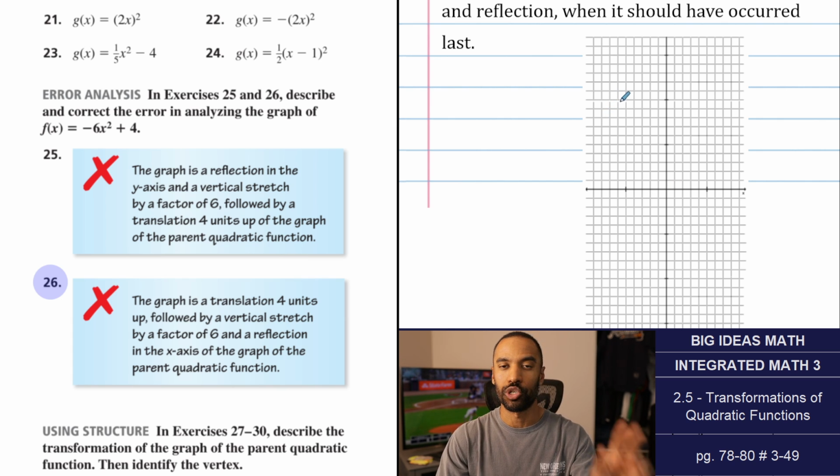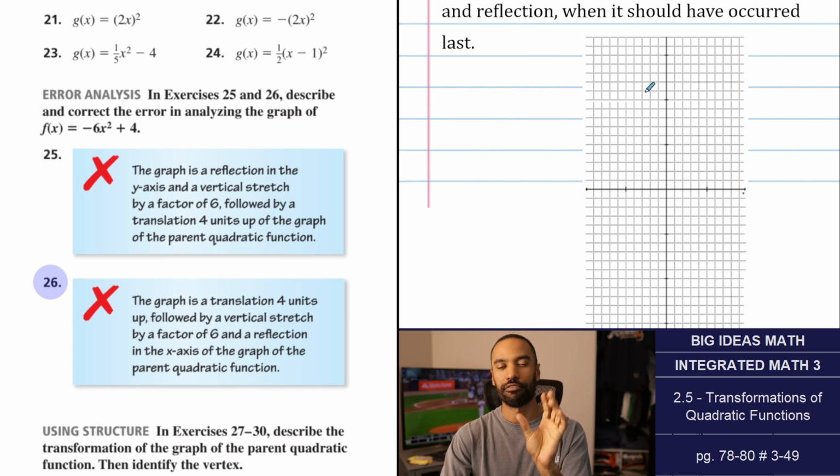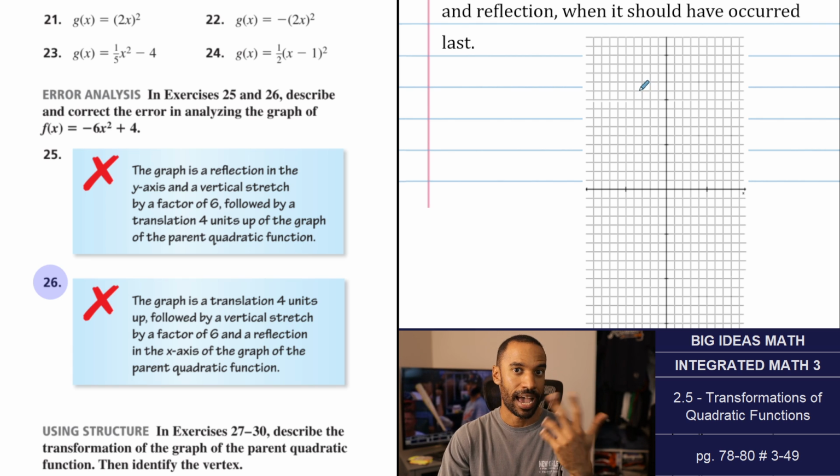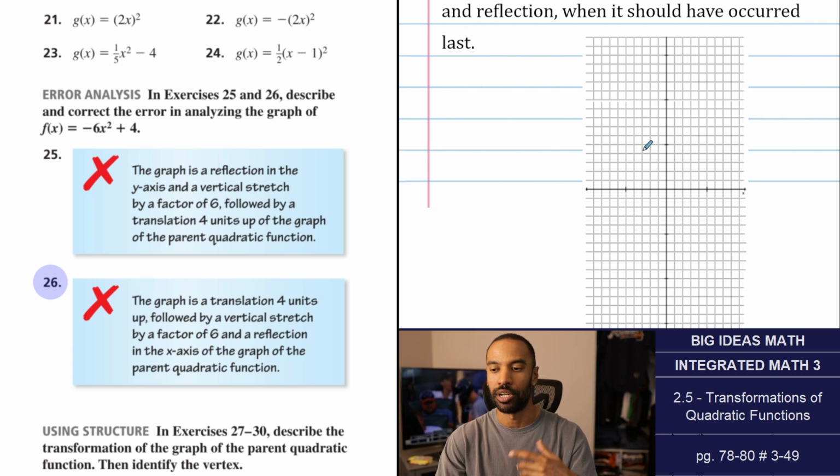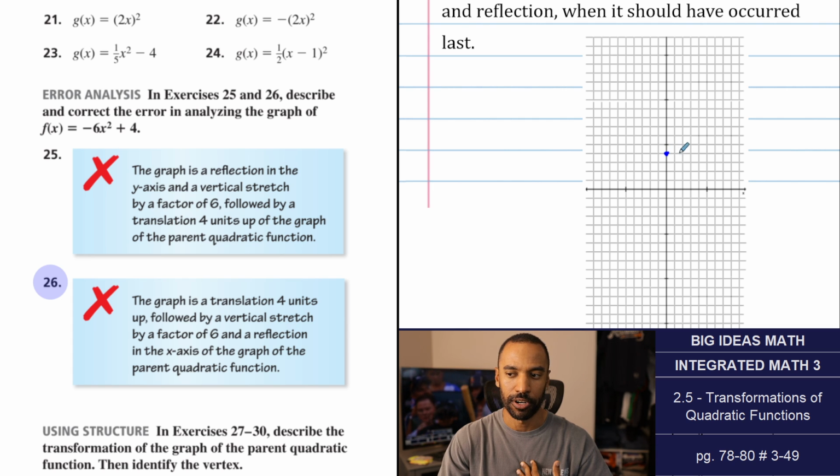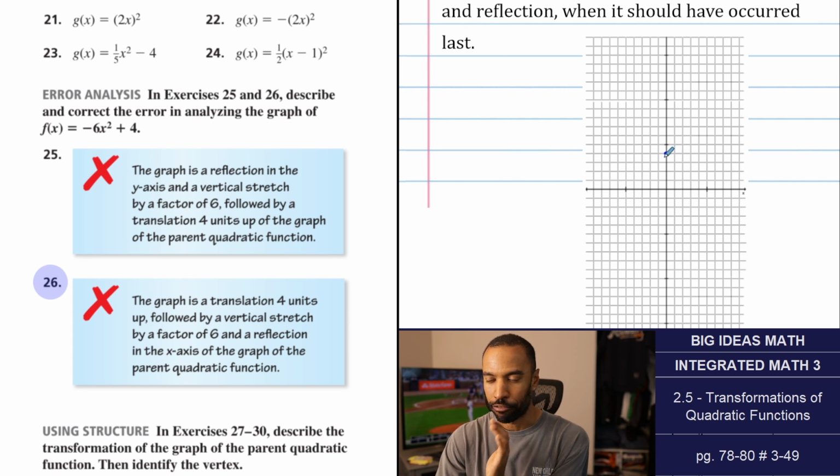So everything is going to move up 4 from where it would have been after a stretch and reflection. So I move up at 0, 4 as my vertex, and I affix everything from here. I go stretch factor of negative 6. I go over 1, down 6 from here.